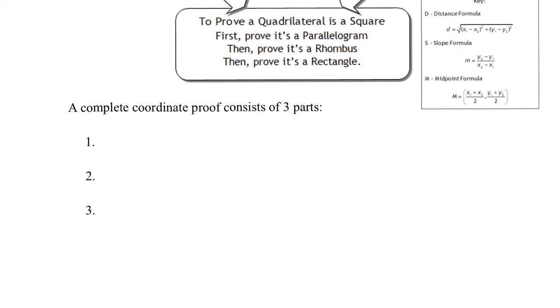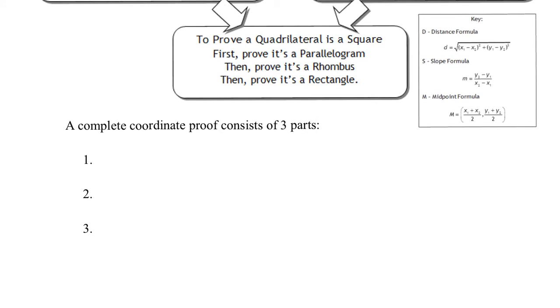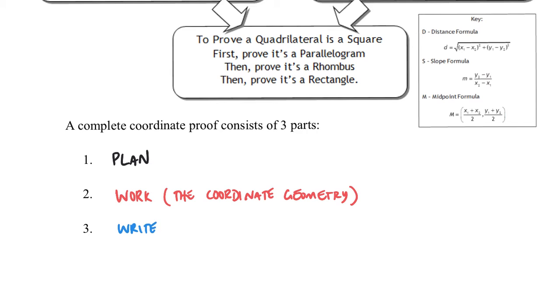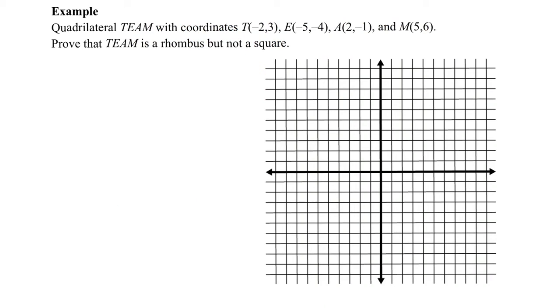These proofs consist of three parts. Okay? The first part is the plan. The second part is, I guess I'm going to say the work, which is basically the coordinate geometry work. And then the third part is the explanation or the write-up. Okay, so let me show you an example of what this looks like.